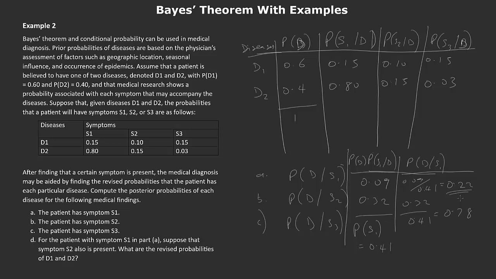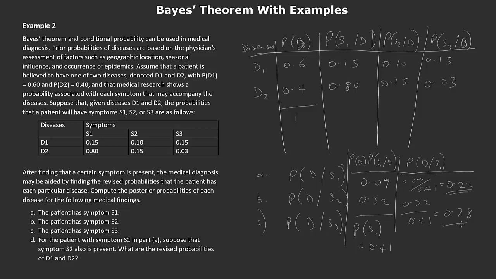So what this tells us in summary is there's a higher chance that this patient is suffering from disease one, given the first evidence, given the first symptom, right? So that's what this information is telling us. So let's now look at the second case.